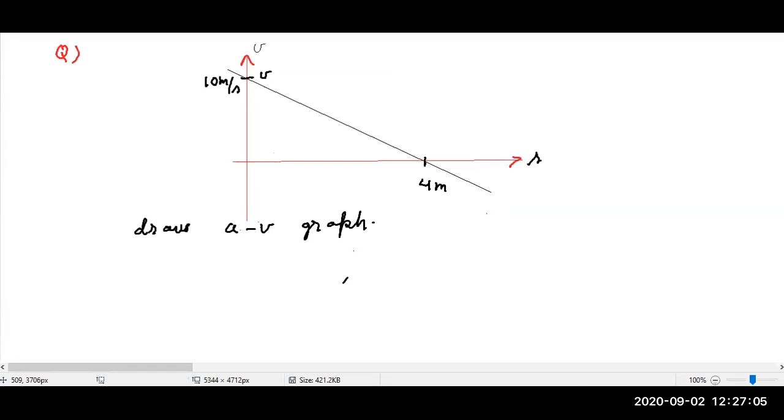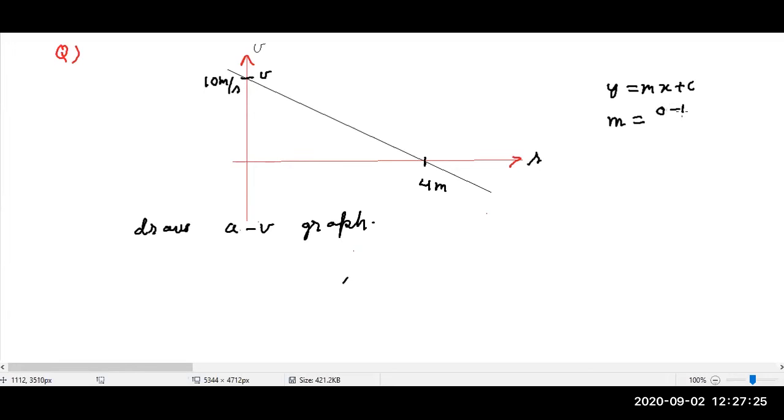So how to do this kind of questions? So first we will write the equation of the graph. So for writing equation of the graph, we know y equal to mx plus c. So what we will do is first we will find the slope. The slope is how much? Slope is, there is a change of 10 to 0.